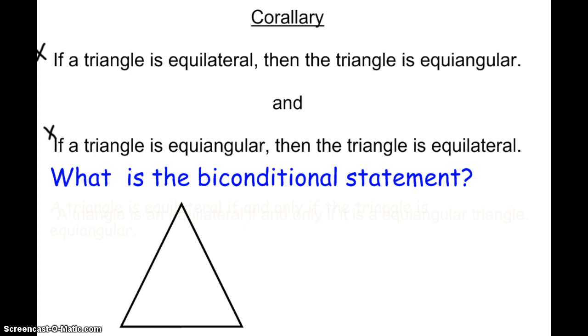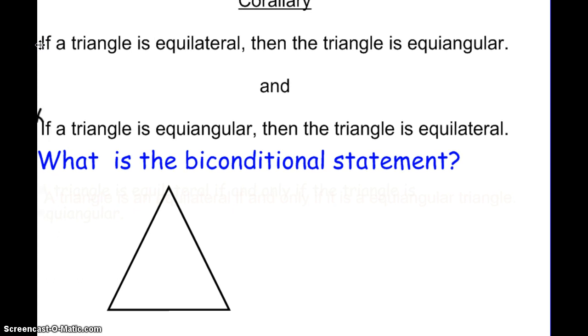Okay, corollary, something that's a spin-off of the original theorem. If a triangle is equilateral, three sides are equal, that means it's isosceles. It's a special isosceles triangle. Then the triangle is equiangular, three angles that are equal. And then the converse: if a triangle is equiangular, then it is equilateral. Now both the original statement and the other statement are true. Therefore, we can write a biconditional statement.